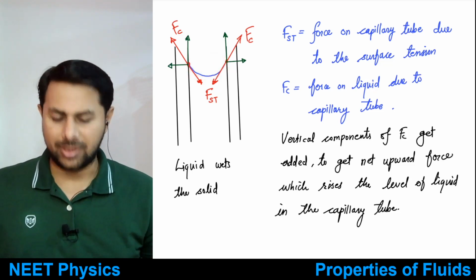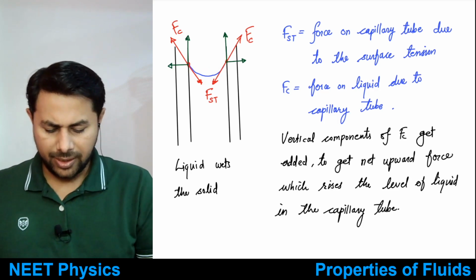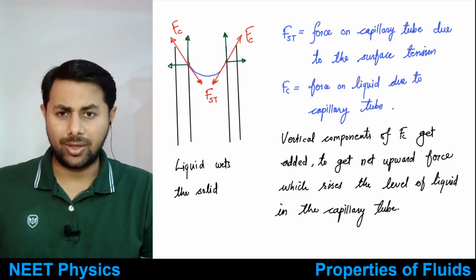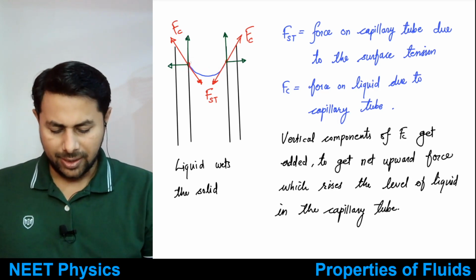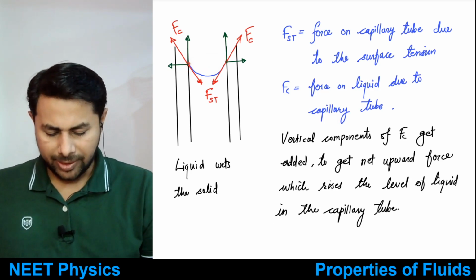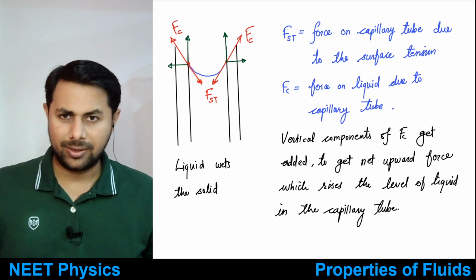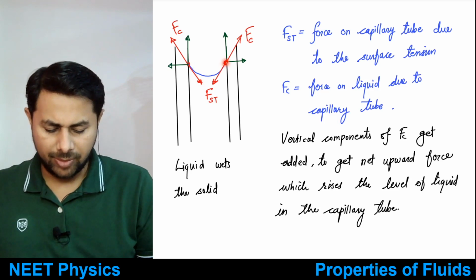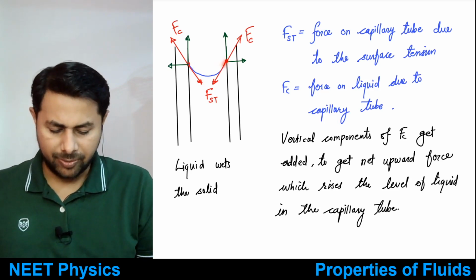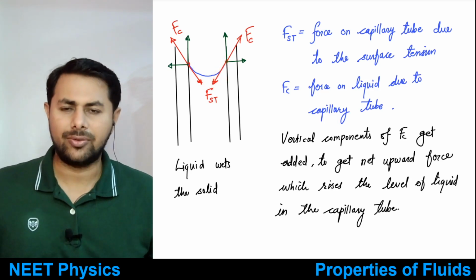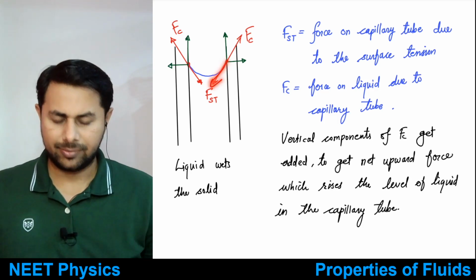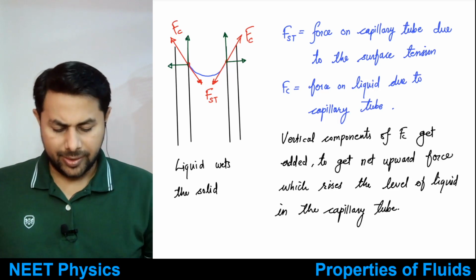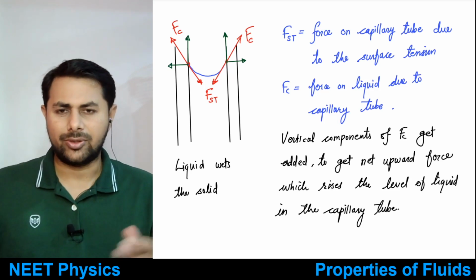Okay, circumference of the circle, right? So if you consider, let's say, this point, that means this molecule of the solid, or glass, then the force due to surface tension acting on that is in this direction. If you consider this molecule of the solid, then force due to surface tension acting on it would be in this direction, right?